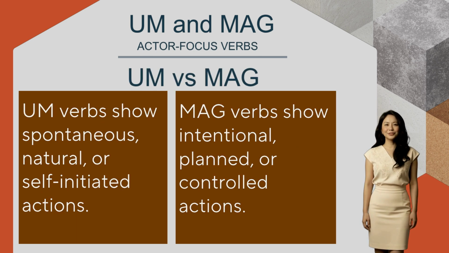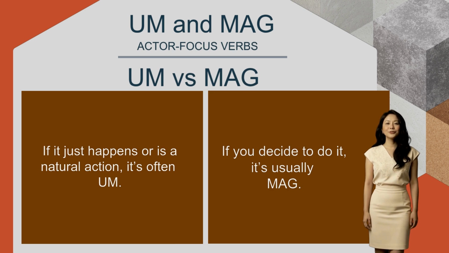So again, even though -um and mag- verbs are both actor-focused, they express different kinds of actions. -Um verbs show actions that are spontaneous, natural, or self-initiated, something that just happens or flows naturally, while mag- verbs show actions that are intentional, planned, or controlled, or something you consciously choose to do. So, if it just happens or feels like a natural action, it's often an -um verb. But if you decide to do it, it's usually a mag- verb.